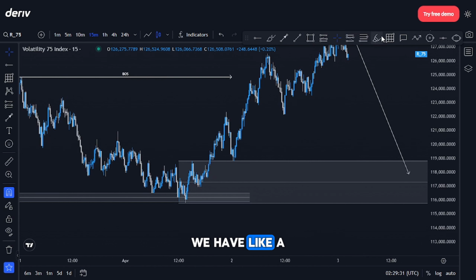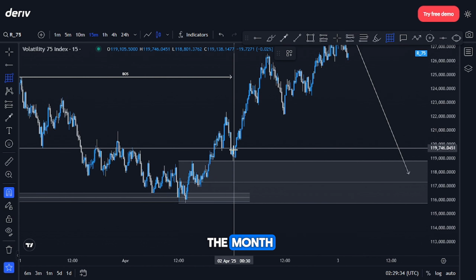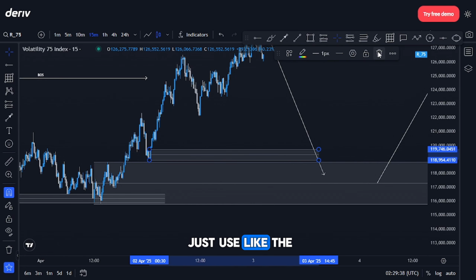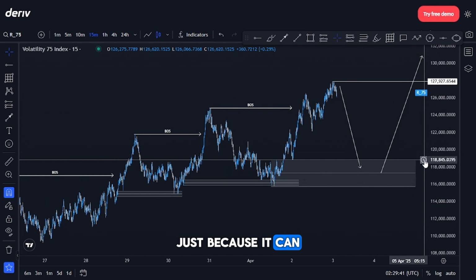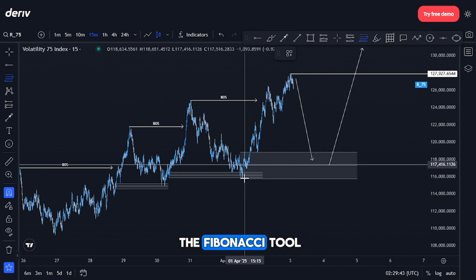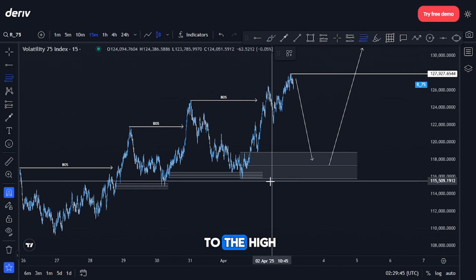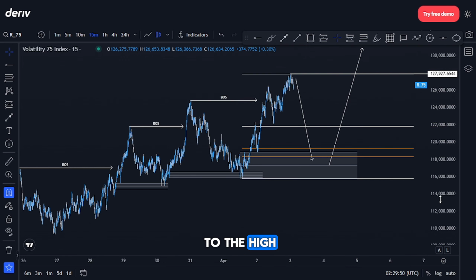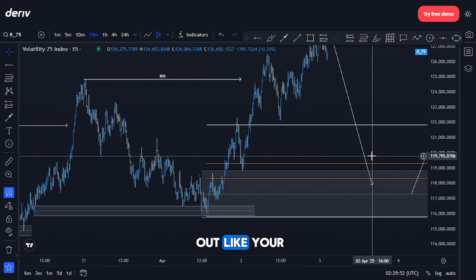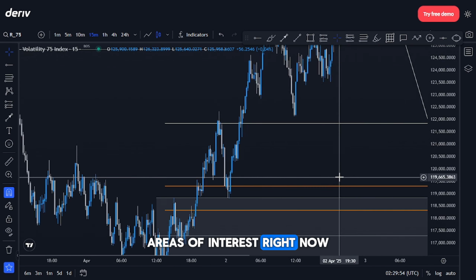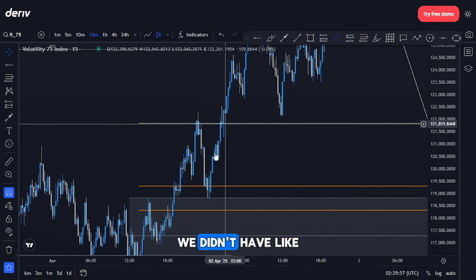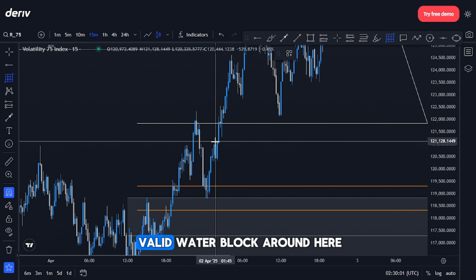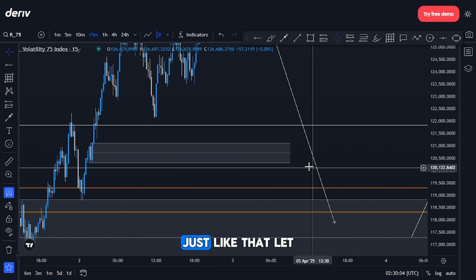As you can see here, we have a few areas of demand. This is the first one. But let me just use the Fibonacci tool, just because it can be a bit tricky whenever I'm not using it. So from the low to the high, just because you're looking for buying opportunities, you can draw out your areas of interest right now. As you can see here, we didn't have any mitigation. We had a buy to sell, so this is a valid order block around here, just like that.